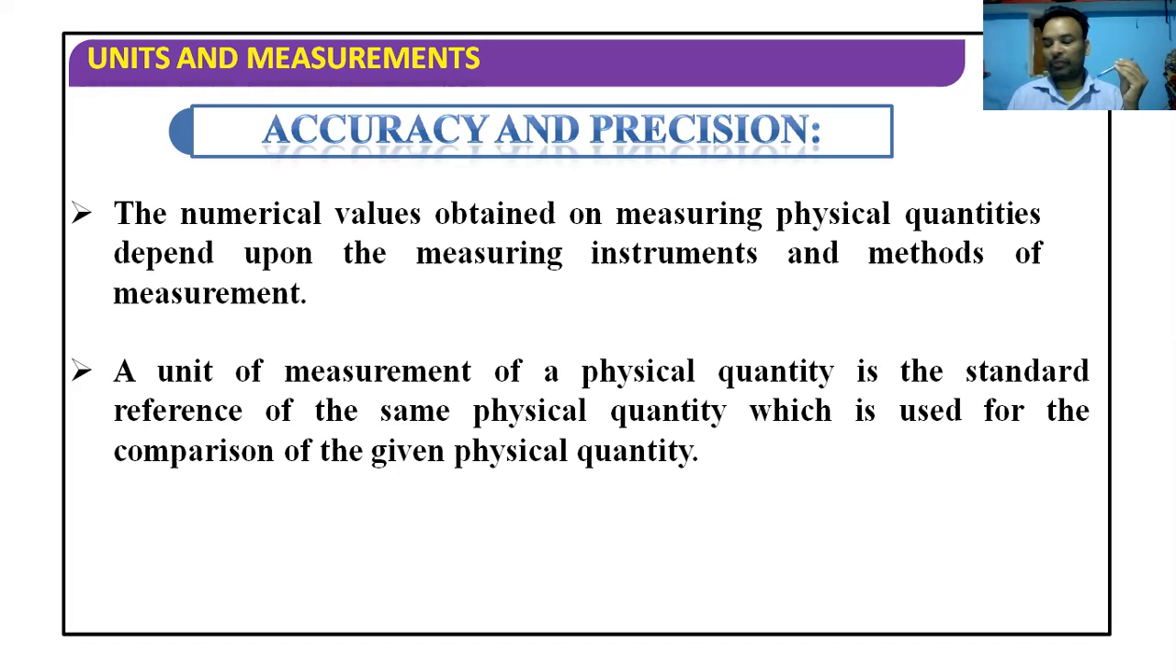So accuracy of any physical quantity is a numerical value obtained during any measurement. Suppose we are measuring the length of a road with the help of a scale. The value we get is the measured value. Now, that value will be accurate or precise. That is the topic of our discussion. A unit of measurement of a physical quantity is the standard reference of the same physical quantity, which is used for the comparison of the given physical quantity.